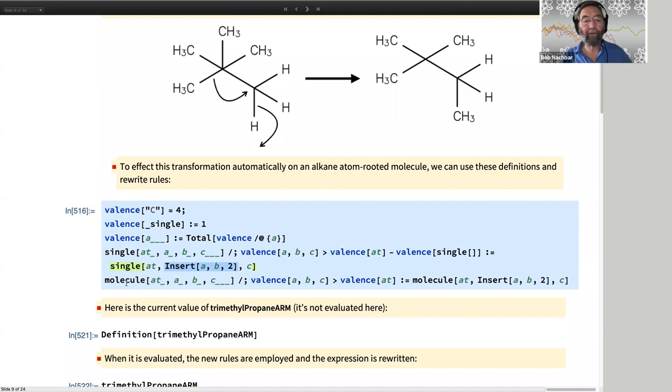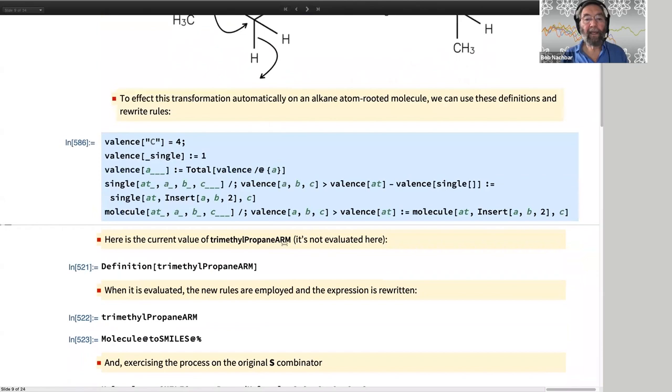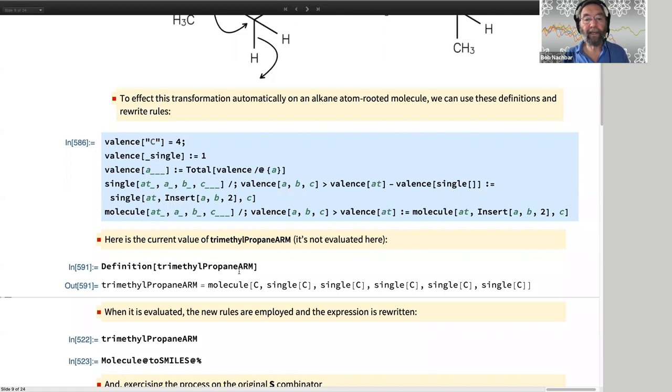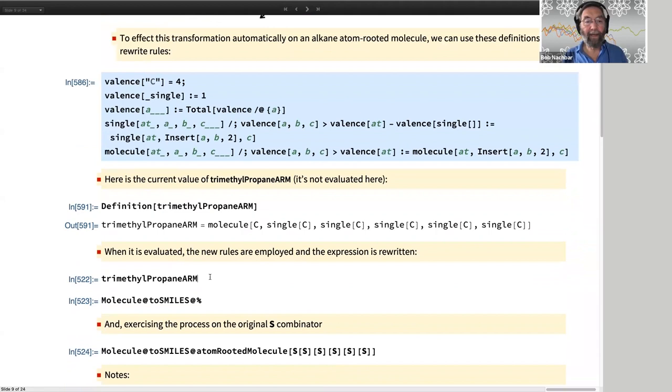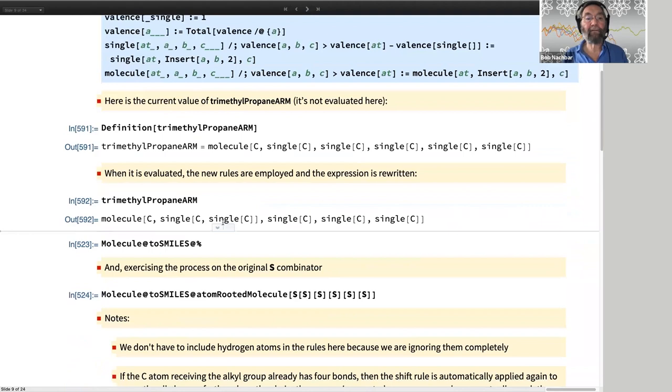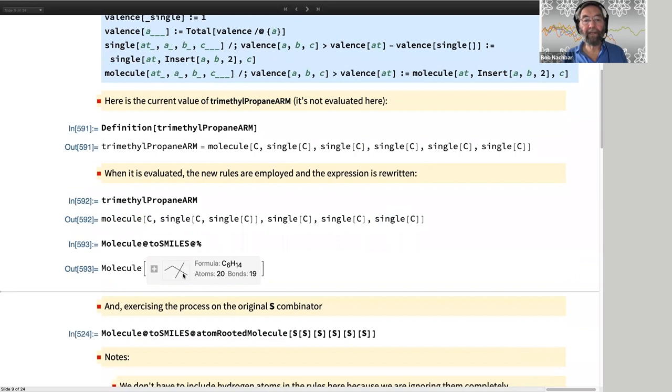And we can do the same sort of thing at the molecule level itself as well, where we take one of the attachments and put it inside the other. So that's basically shifting it down. So we'll define that. And this is the definition of the molecule that has too many atoms attached to the first one. And if we evaluate it, then this rule gets to work on it. And we see that we now have it shifted, and we've only got 1, 2, 3, 4 attachments to the carbon. So we're good. And we can convert that to SMILES into a molecule. And we can see that we're not getting any messages and we have a valid structure.